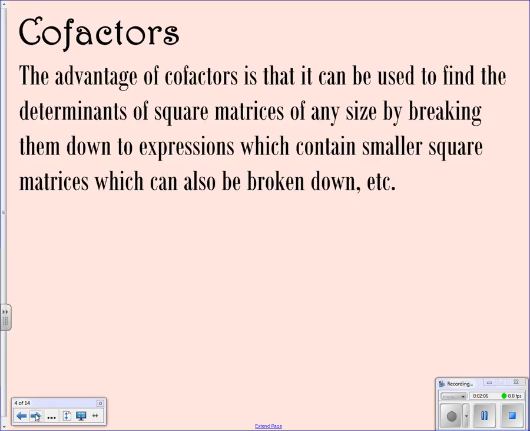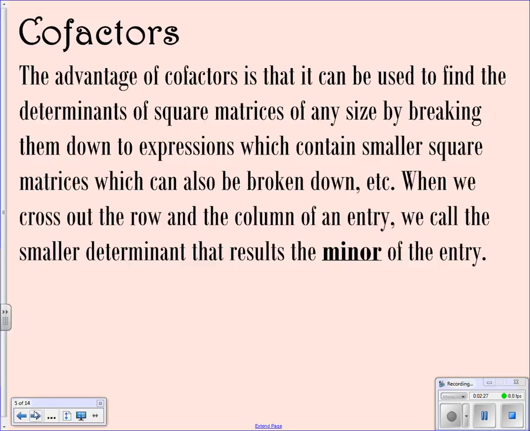And the way that you do that, you break it down into expressions which contain smaller square matrices, which then you would break down into smaller square matrices, which you could break down into smaller square matrices until you're down to a 2 by 2. Okay? So that's what cofactors is good for. You can use them on any square matrix, doesn't matter the size.